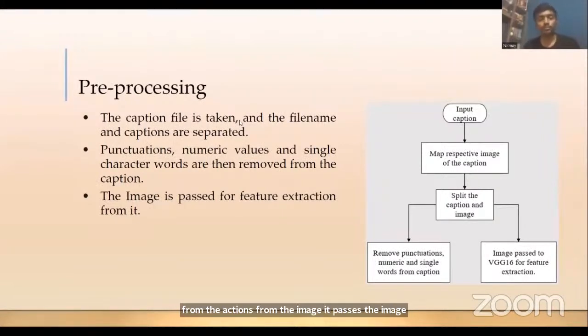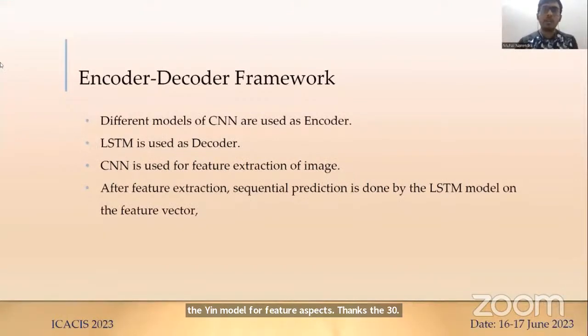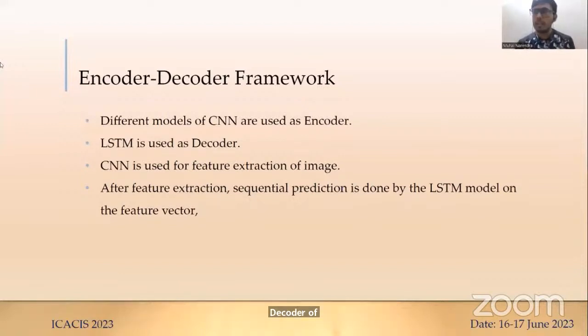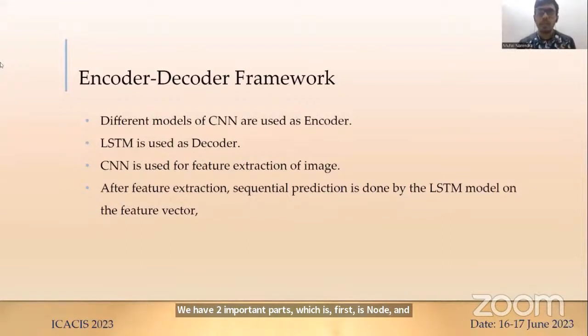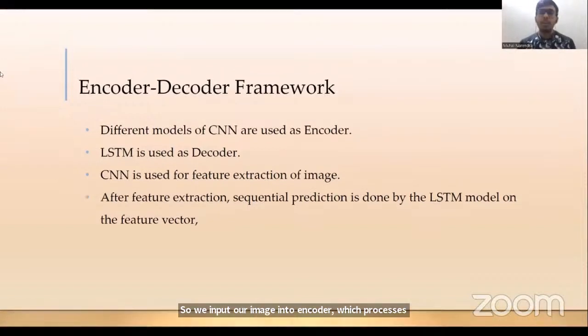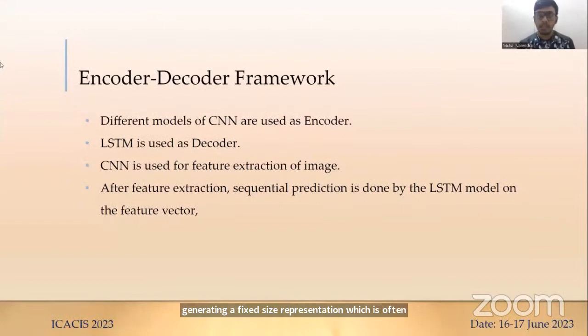The third important part of our methodology is the encoder-decoder framework. In the encoder-decoder framework, we have two important parts, the first is the encoder and the second is the decoder. In our project, we have used convolutional neural networks or CNNs as encoder and RNN, recurrent neural network based LSTM, which is long short-term memory, as decoder. So we input our image into the encoder, which processes it through various layers, such as pooling layers, capturing hierarchical visual information and generating a fixed sized representation, which is often called a feature vector. We then pass this feature vector into the LSTM, which generates the caption word by word.